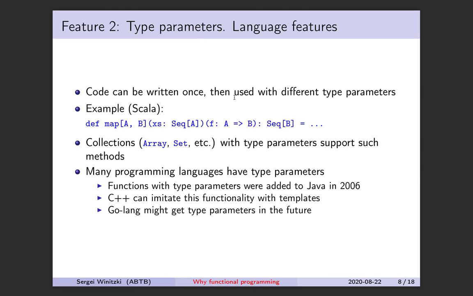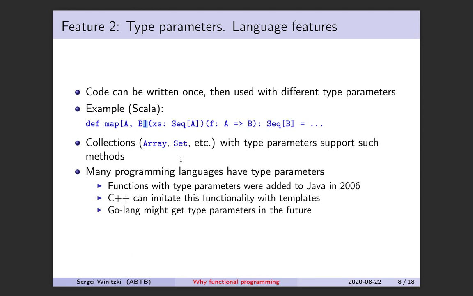Another advantage of this feature is that you can write code parameterized by types. You can write this code once and then you can use it with different type parameters. Here's an example. You have a function called map that takes a sequence of type A, takes a function from A to B, and it returns a sequence of type B. Now this is a standard function which one uses in the MapReduce style of programming, but A and B are arbitrary types. So the same function, the same code is written once in the library and it's being used with all kinds of types, A and B.